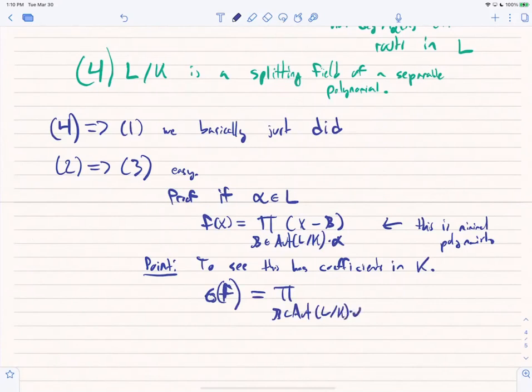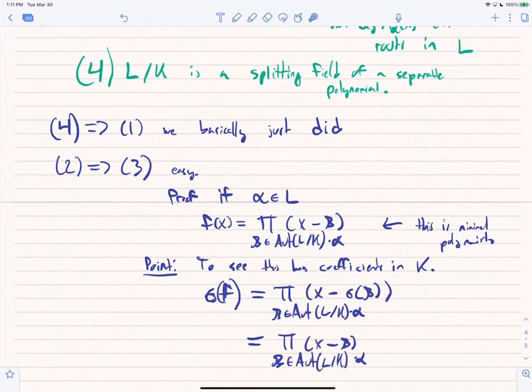So that's going to be the product over all of these beta again of, well, x minus sigma of beta. But any element of the group just acts by an automorphism of the orbit. So it just permutes the orbit. So this is still the same polynomial, just with the roots reordered.